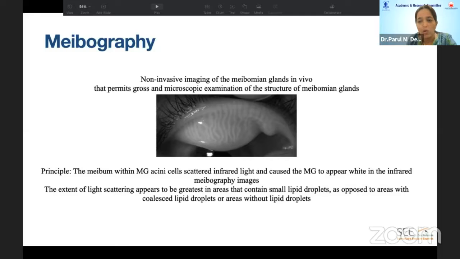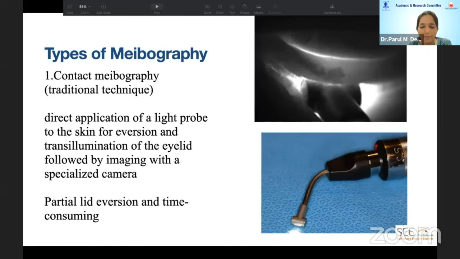Now, the extent of the whitening that you see depends upon the amount of light scattering, and this also depends upon the nature of the lipid droplets. So if you have small lipid droplets in the acini and the ductules, the light scattering will be more, and hence you will see the glands to be more prominent, as compared to the areas where there are large lipid droplets or no lipid droplets, which would appear as dark areas on meibography.